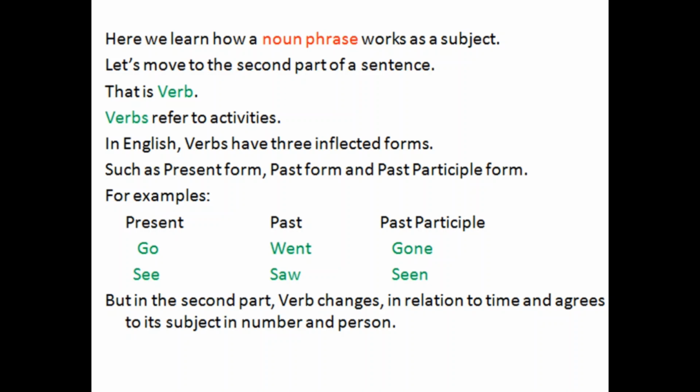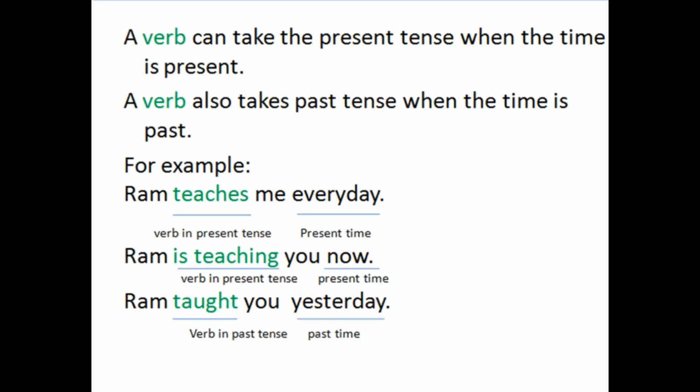Verbs refer to activities. In English, verbs have three inflected forms, such as present form, past form, and past participle form. Look at the example. Go is a verb which refers to the present form, whose past form is went, and past participle is gone. Next, see. It's a verb which refers to the present form, whose past form is saw and past participle is seen. But in the second part, verb changes in relation to time and agrees to its subject in number and person.